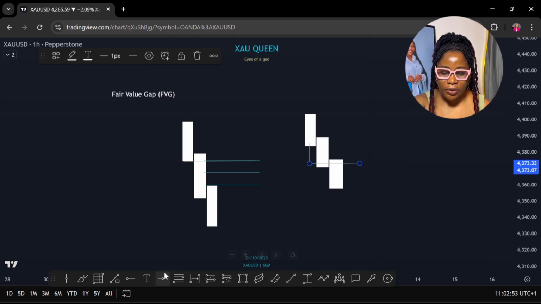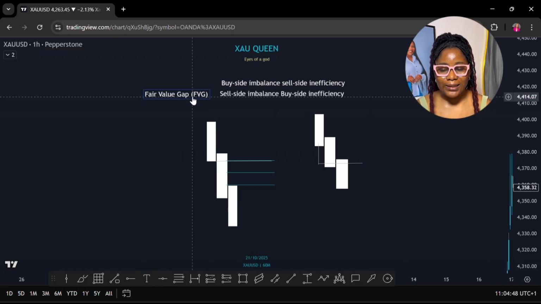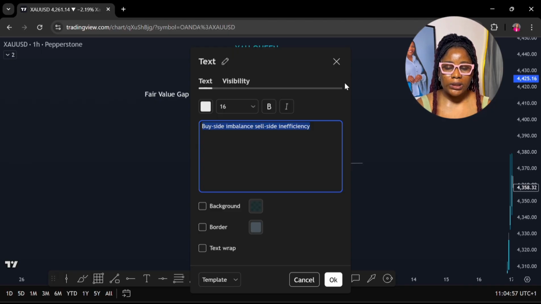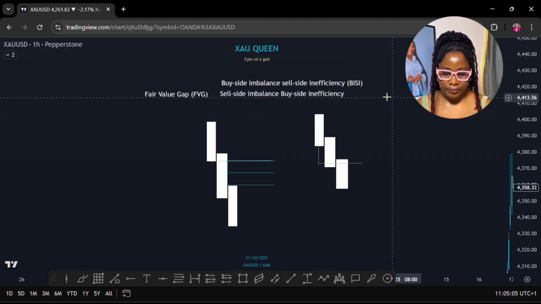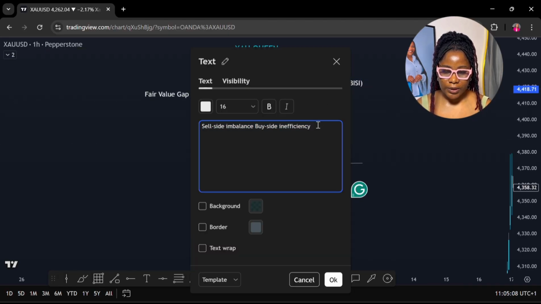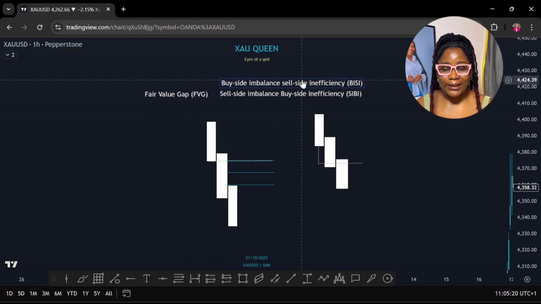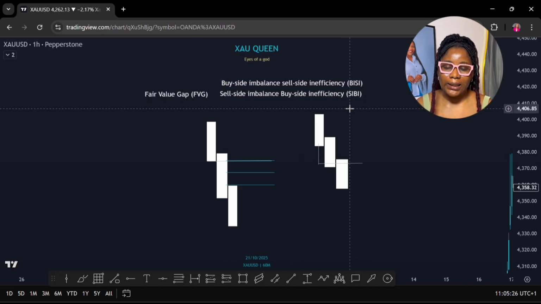So under this FVG or imbalance, we have buy side imbalance and sell side inefficiency, which is BISI. This right here is BISI. This right here is SIBI. We have buy side imbalance and sell side inefficiency, and we have sell side imbalance and buy side inefficiency. They describe which side of the market got skipped when the strong move happened.